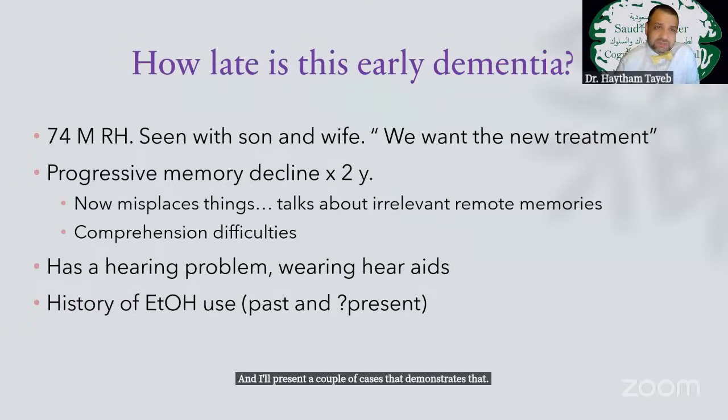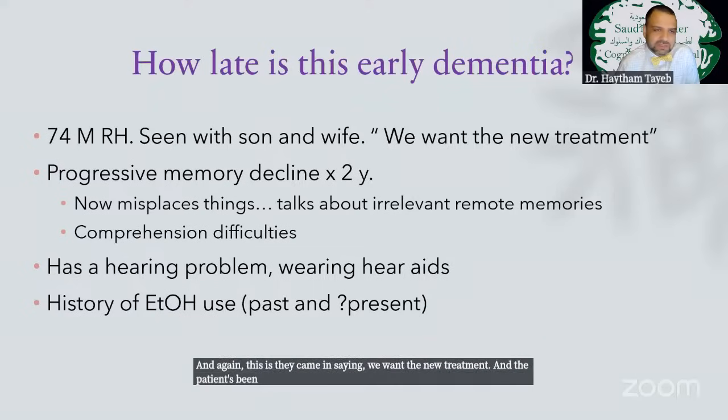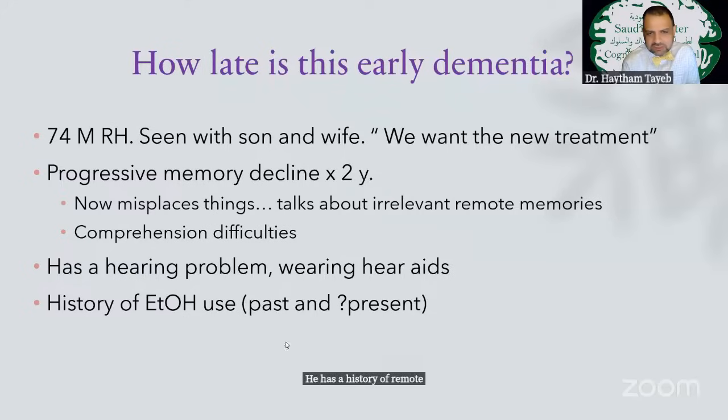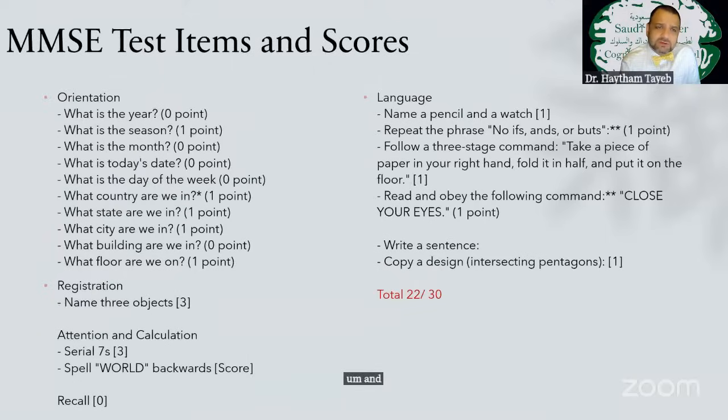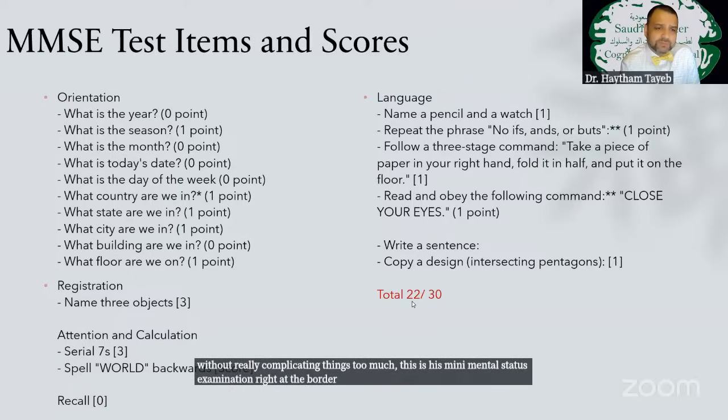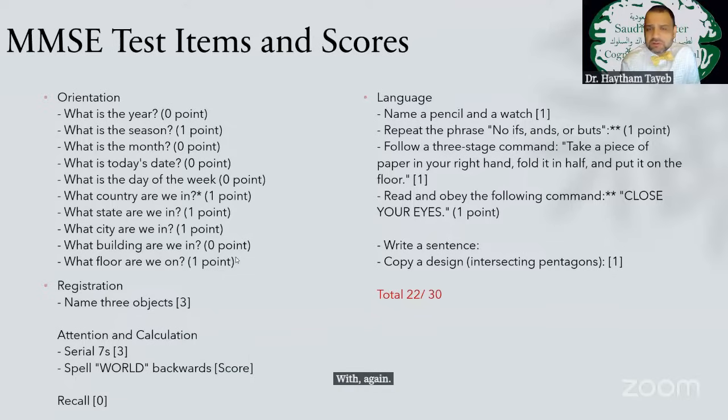So this is a 74-year-old right-handed man who I saw with his son and wife. And again, they came in saying, we want a new treatment. And the patient's been declining. And again, typical history. He has a history of remote alcohol use, not recently. So alcohol-related cognitive impairment dementia is in the back there as mixed pathology potentially. And without really complicating things too much, this is his Mini-Mental Status Examination right at the border at 22, with again a few points missed here and all of the memory points lost as well.